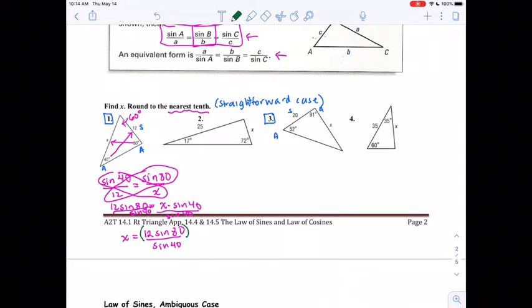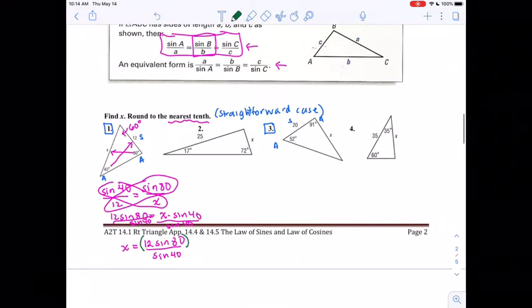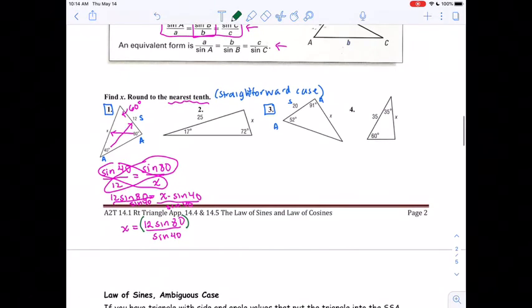Your calculator does PEMDAS, so it would give you a different answer if you were to enter 12 sine of 80 without the parentheses around it to signify quantity. So at the very end, if you're then asked for it rounded to the nearest tenth, that's when I would write x is equal to 18.4. Okay, so only at the very end would you round.